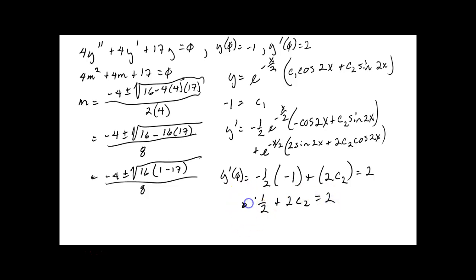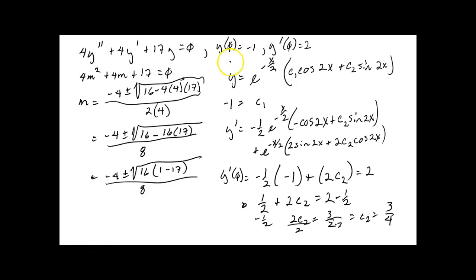All right, let's subtract the 1/2 from both sides. You got 2c2 is equal to, that would be 4/2 minus 1/2, which is 3/2. Divide both sides by 2, and you got c2 is equal to 3/4. Yay, what a beautiful number. So your c1 is minus 1, c2 is 3/4.